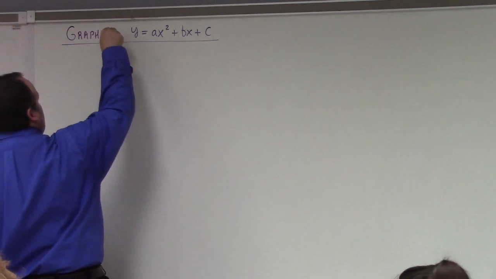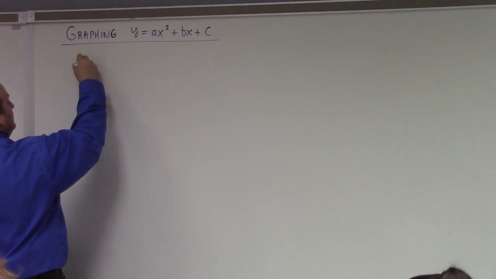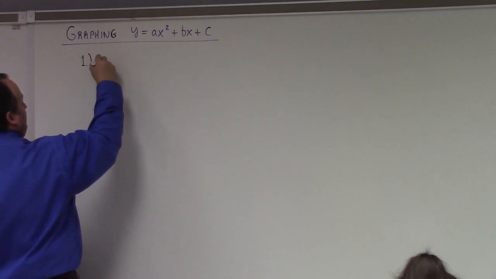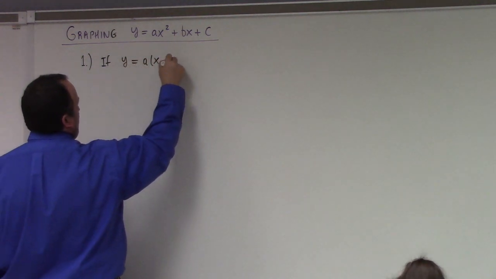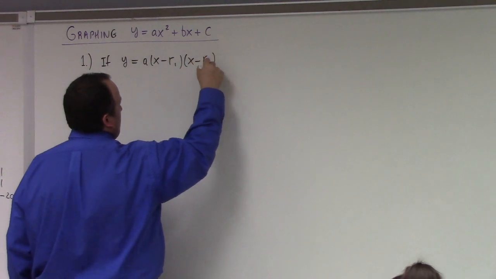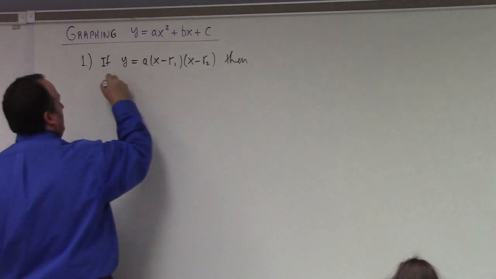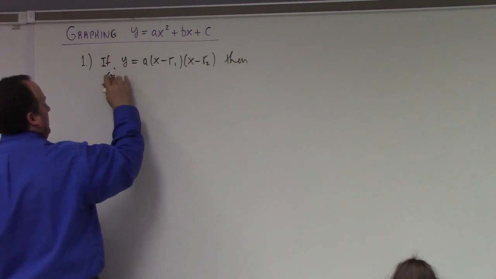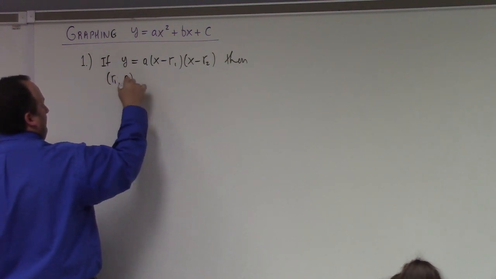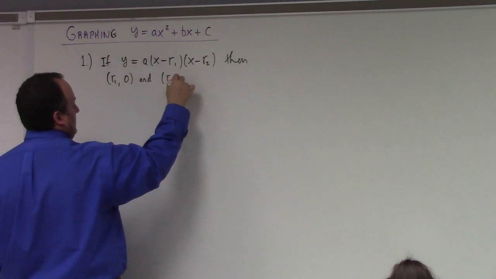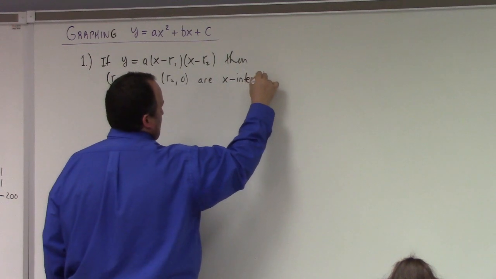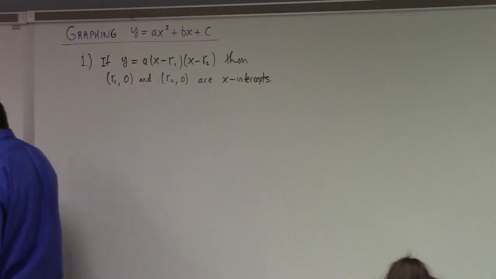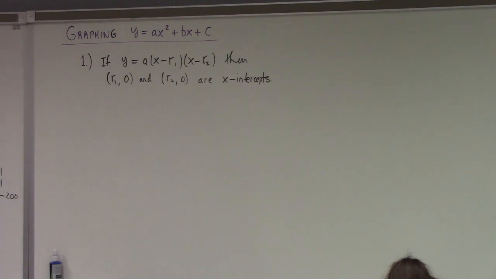Anyway, so graphing this, there's just a few things that I want to make sure you know about. First of all, if y is equal to a times (x minus r1) times (x minus r2), then (r1, 0) and (r2, 0) are x-intercepts of the graph. In other words, that's where the graph crosses the x-axis, right? Of course, I'm assuming that r1 and r2 are real numbers, right?